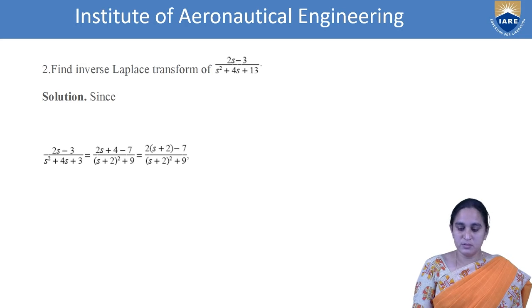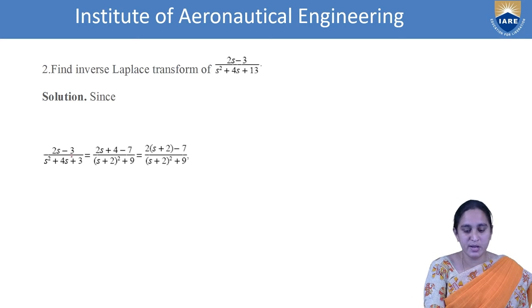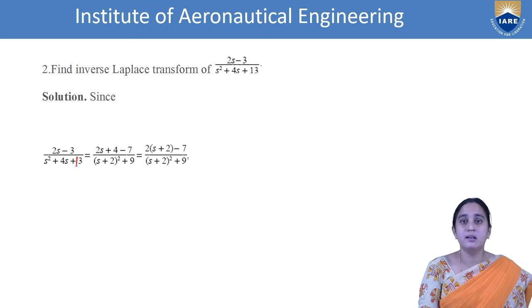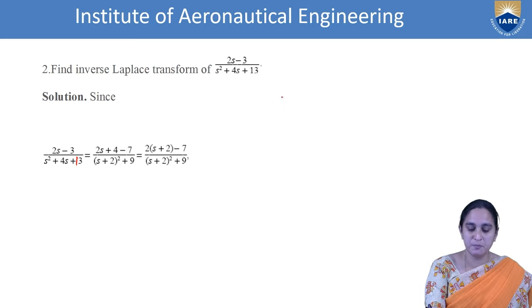Okay, from the given question, now I'll convert it as 2s minus 3 by s square plus 4s plus 13, not 3 here, that is 13. Okay, now for our convenience, I'll convert the function as 2s plus 4 minus 7 by s plus 2 whole square plus 9. How will I convert it? Once again, I'll write the same step here.